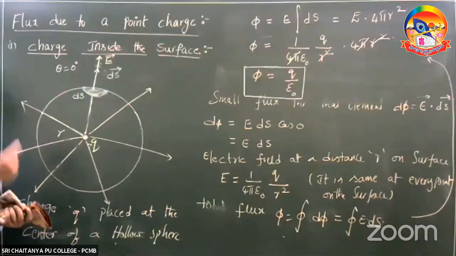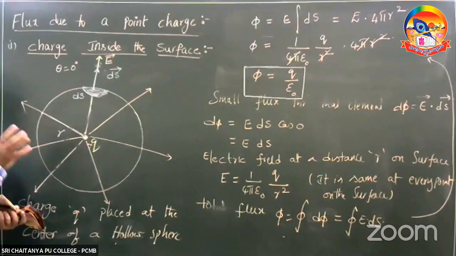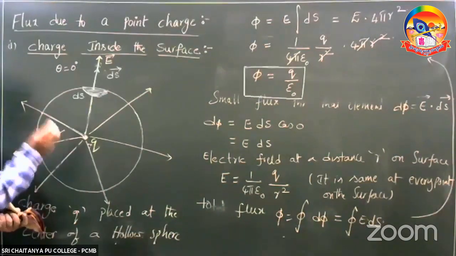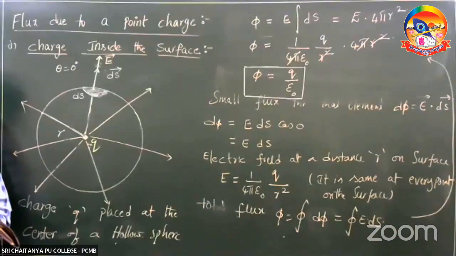Some important points based on this we will discuss in tomorrow's class. So the important points to note are these two: charge outside, zero; charge inside, Q by epsilon naught. And what are the cases related to this? Tomorrow we will discuss. Okay? Take it down.